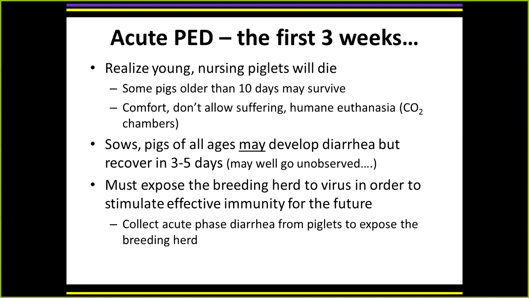What we do is we collect the acute phase diarrhea from the piglets and expose the breeding herd with that material because it has lots of virus in it. And then finally, in the first 3 weeks, we clean until it hurts. Everything is being sanitized because we know that the virus load is high and it can overwhelm immunity if it remains in the facility.